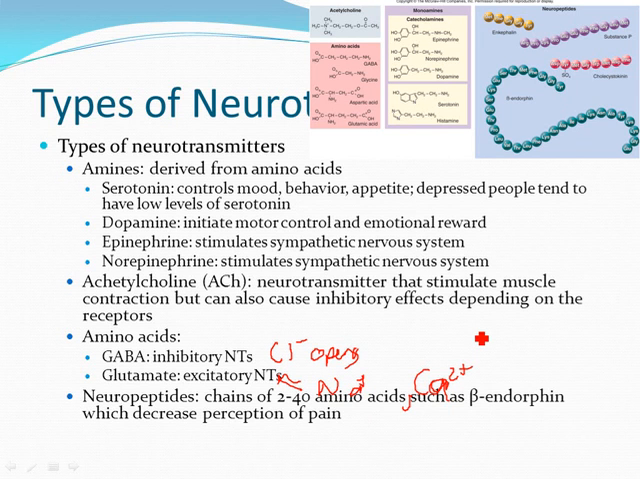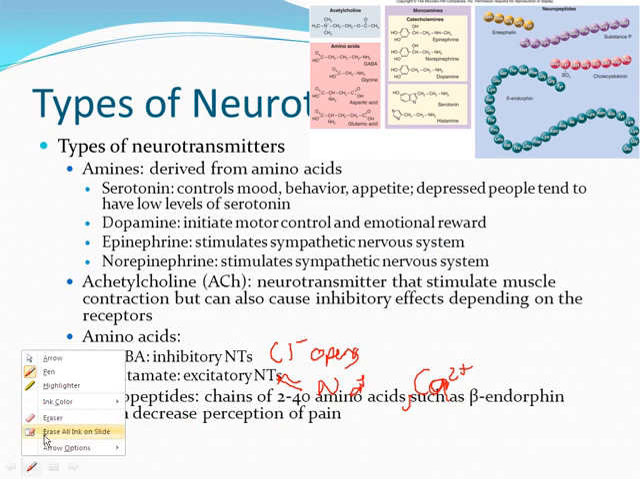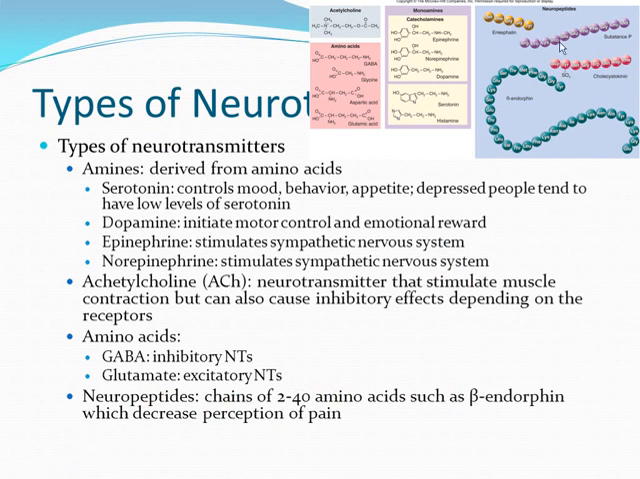Finally, we have something called neuropeptides. And neuropeptides are these amino acid chains, as you can see here, for example, beta endorphins. Those are the type of neuropeptides that help us decrease our perception of pain. So when you have this runner's high, if you guys ever ran, after you run you tend to have this euphoria feeling or this pleasing feeling. That's the endorphins.